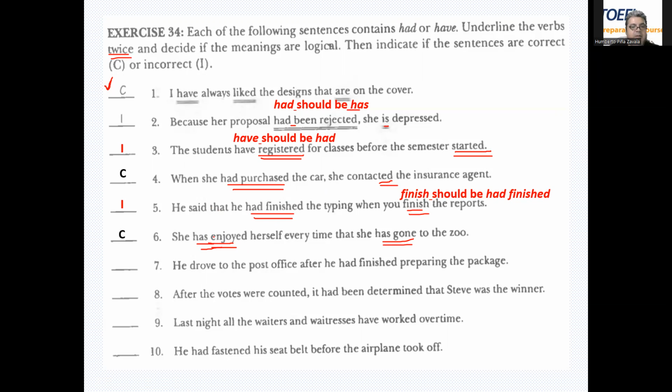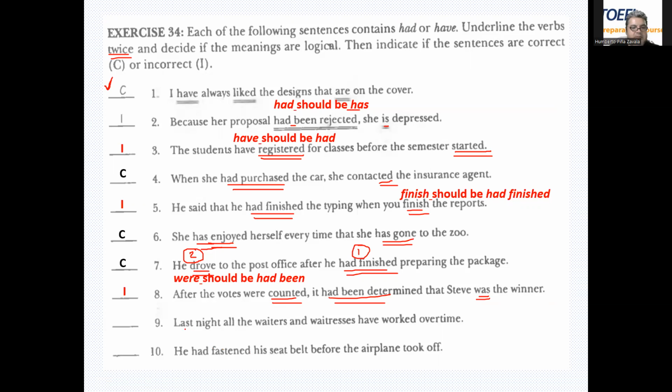This is fine. He drove to the post office after he had finished preparing the package. This is correct. First action, he finished preparing the package. Second action, he drove to the post office. After the votes were counted, it had been determined that Steve was the winner. So it should be, after the votes had been counted, it had been determined that Steve was the winner.